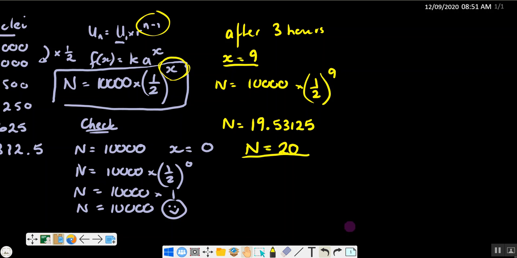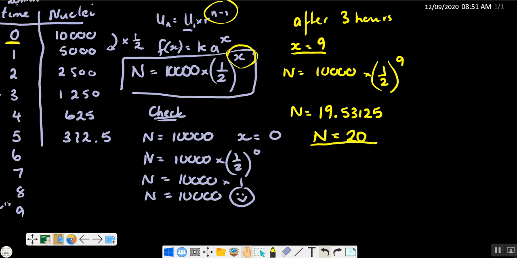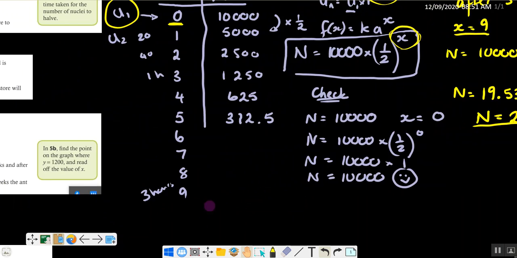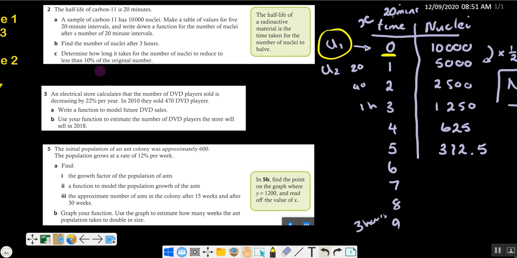How do you feel about that question now? Would it have been more efficient or effective just to go down the list and get to 9? Yeah, probably. Could have just got to that number relatively easily. Now the next part says, determine how long it takes for the number of nuclei to reduce to less than 10% of the original number. Okay, so less than 10%.